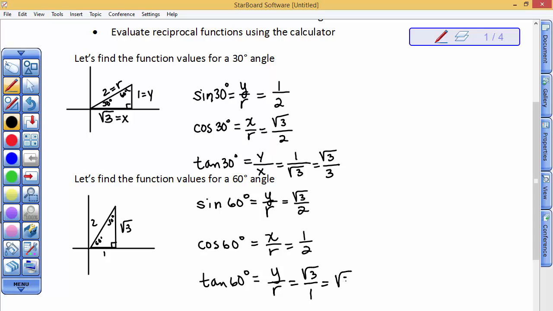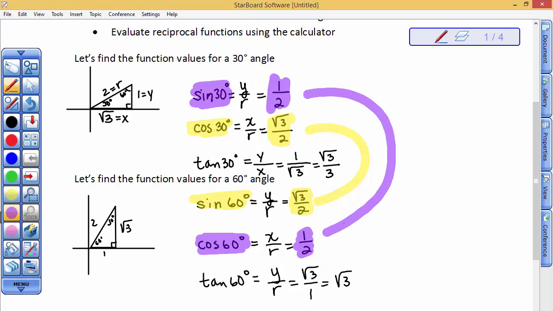So that's the square root of 3 over 1, or we would just call that the square root of 3. I need you to notice something. I need you to notice that the sine of 30, which is equal to 1/2, is the same thing as the cosine of 60, which is equal to 1/2. I need you to notice that the cosine of 30 degrees, which is equal to the square root of 3 over 2, is equal to the sine of 60 degrees, which is the square root of 3 over 2.